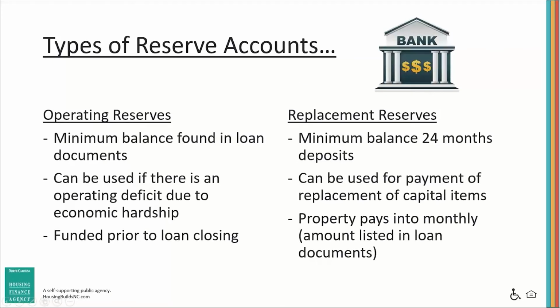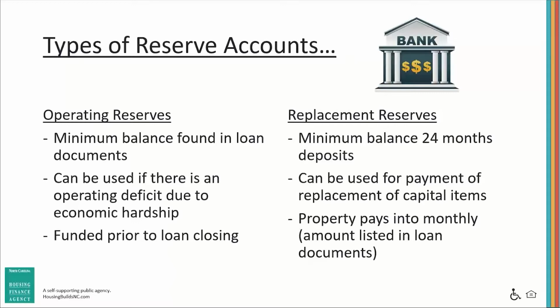There are two main types of reserve accounts, one being the operating reserves, which has a minimum balance that needs to be held in that account, and that balance can be found in the loan documents. It's usually used if there's an operating deficit at a property due to an economic hardship, and the operating reserve account must be funded prior to the loan closing at the beginning of a property.